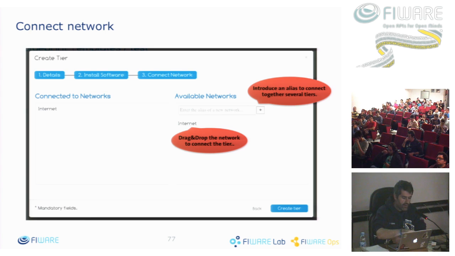This is something that I put here with the alias. You also have the possibility to select the different networks that you have introduced. If you defined them in the previous slides, if you remember, we created a specific network. You can see this network here. You can select it and move it to the left, and then finish the creation of the tier instance.